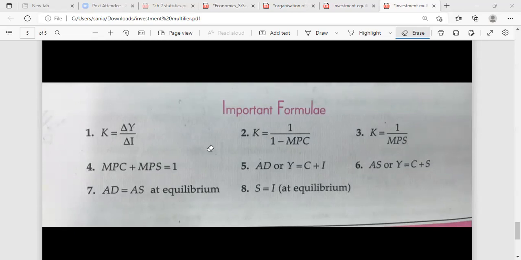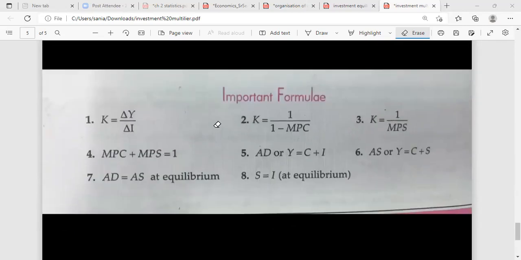Okay, so we'll meet in the next class, and in our next class we'll start with excess demand. Plus, we will solve a few questions related to this.